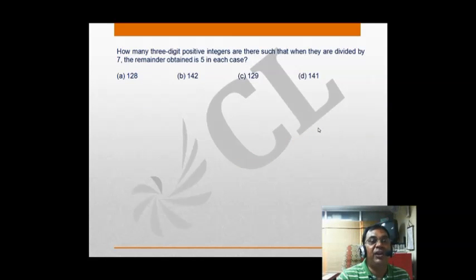How many 3-digit positive integers are there such that when they are divided by 7, the remainder obtained is 5 in each case? This you know, we take the first multiple and this we teach. So first number will be 103, 14 7s is 98, and the last number, 700, 280, 980, 994, plus 5. So the last number will be 999.